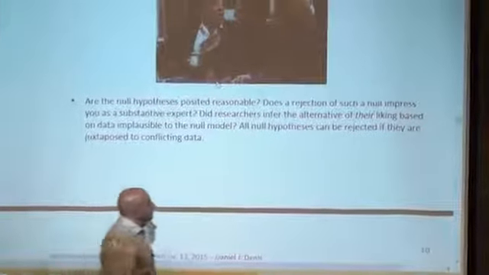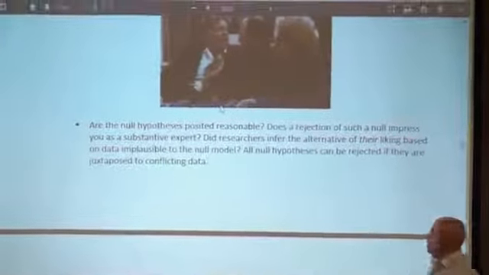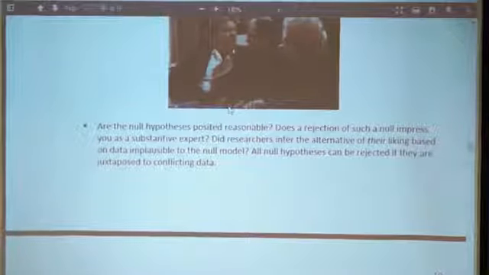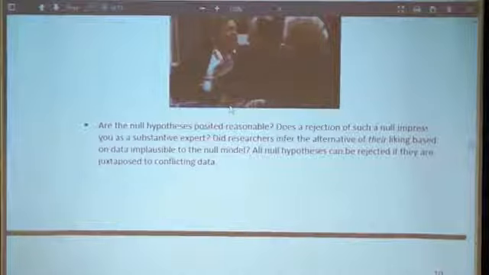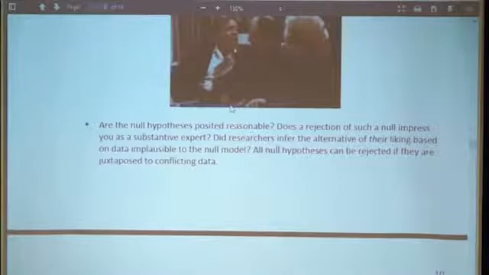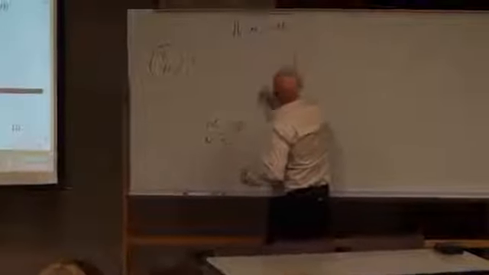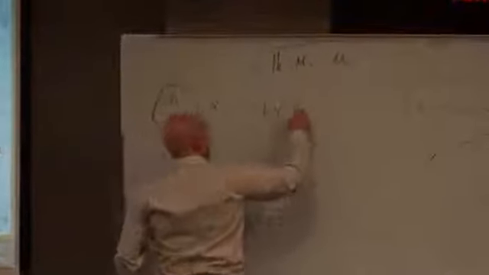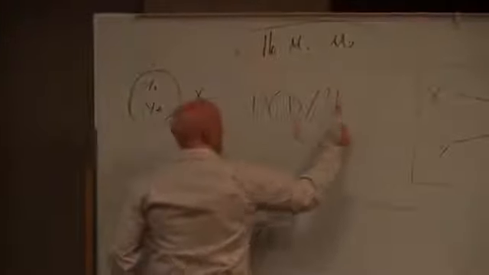Are the null hypotheses posited reasonable? Does a rejection of such a null impress you as a substantive expert? Did researchers infer the alternative of their liking based on data implausible to the null model? All null models can be rejected if they are juxtaposed to conflicting data. I think that's important as well, because when we look at the significance test, we're looking at the probability of data in light of a null hypothesis. So this is what we're looking at, probability of data given H0.